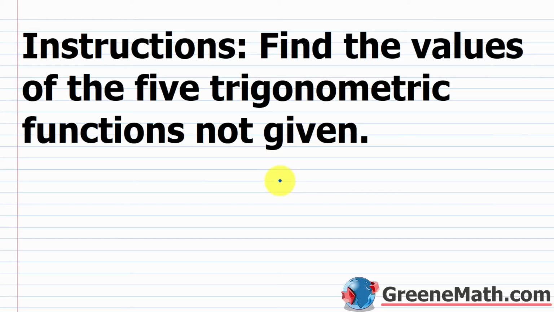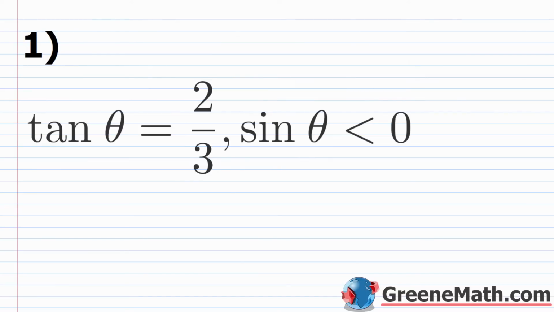All right, let's take a look at the practice test. For the instructions, we want to find the values of the 5 trigonometric functions not given. So coming down here for problem number 1, we have that the tangent of theta is 2/3 and that the sine of theta is less than 0.